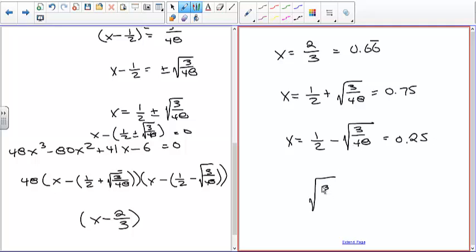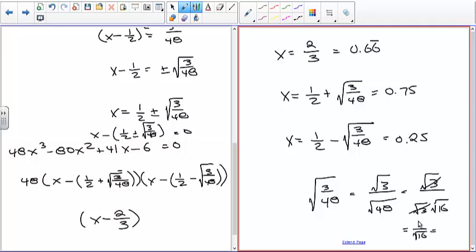That's interesting. So we got square root of 3 over 48. So you've got the square root of 3 divided by the square root of 48. And 48 is 16 times 3, so you get the square root of 3 times the square root of 16. These cancel out. So you get 1 over the square root of 16, which is 1 over 4, which is a quarter. So that's why you get a half plus a quarter and a half minus a quarter. Cool.